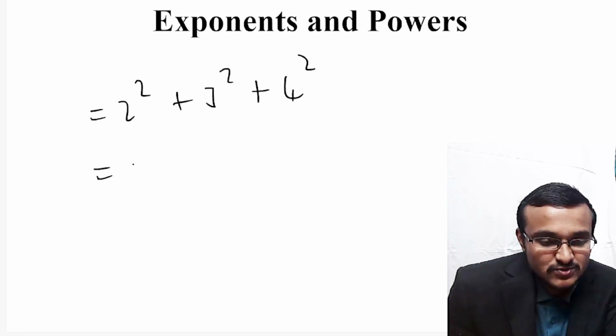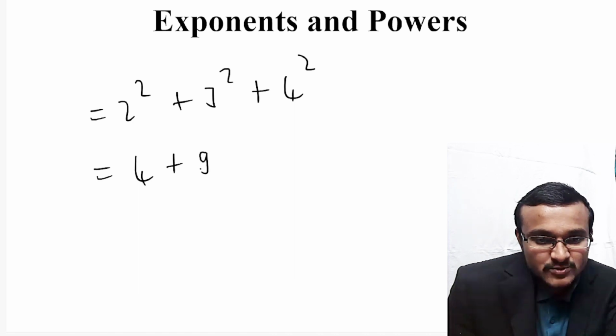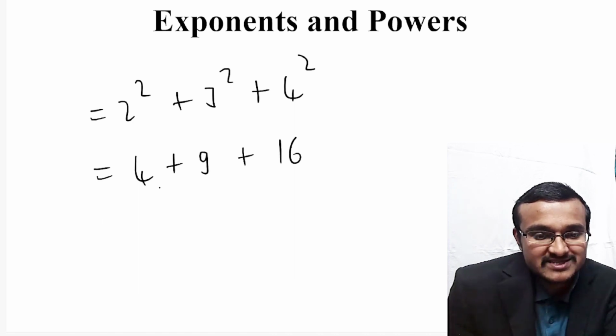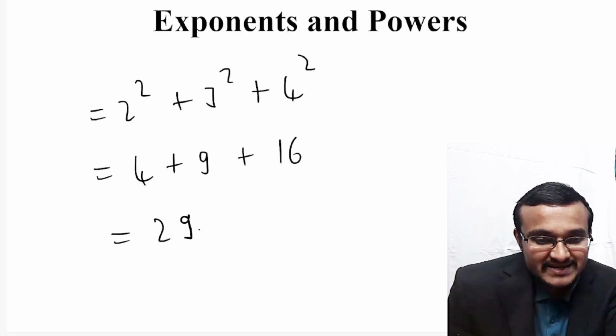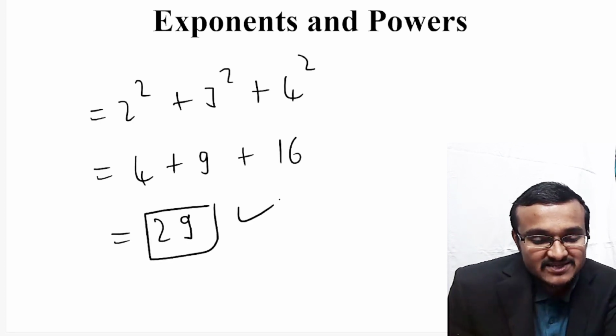So what is 2 square? 2 square is 4. What is 3 square? 3 square is 9. What is 4 square? 4 square is 16. 16 plus 9 is 25. 25 plus 4 is 29. So 29 is the answer for this third question.